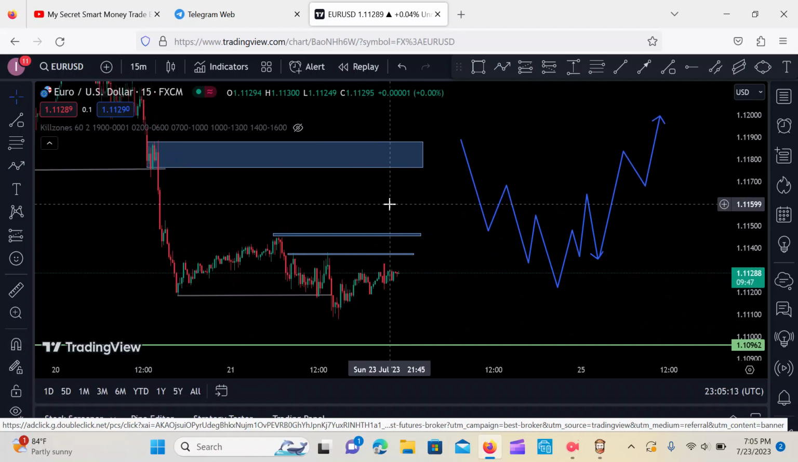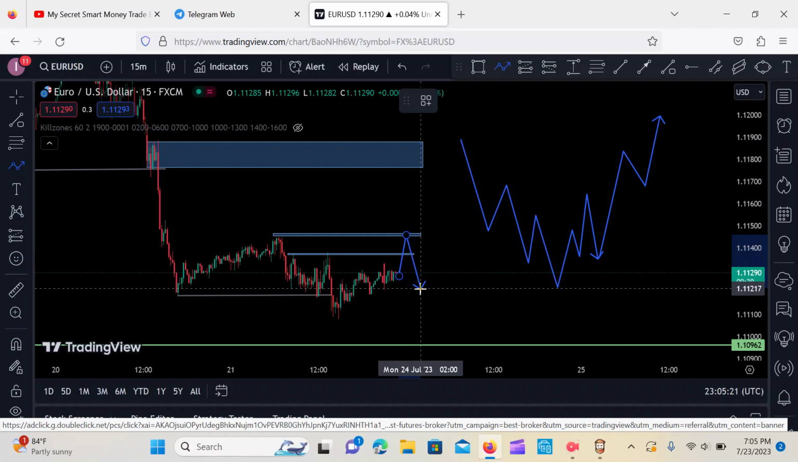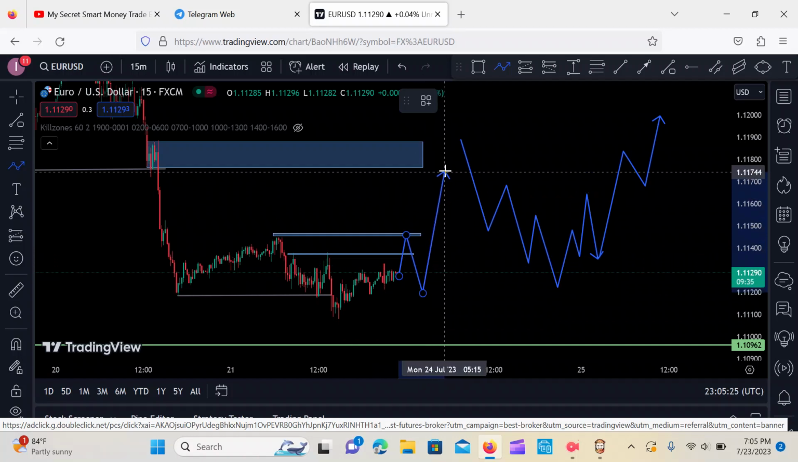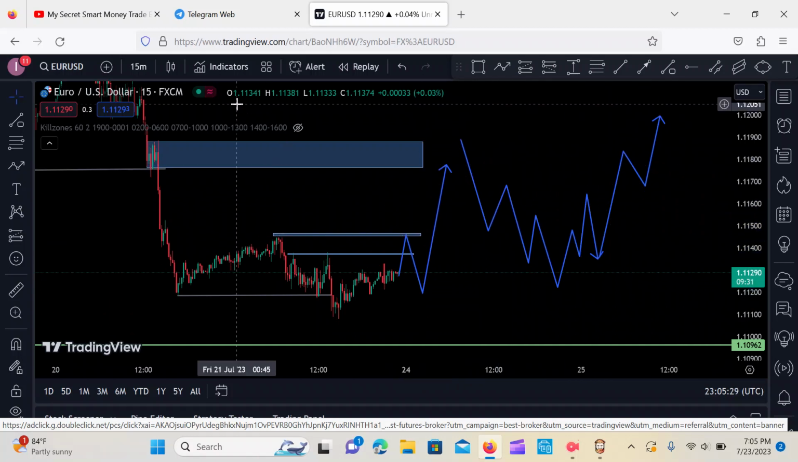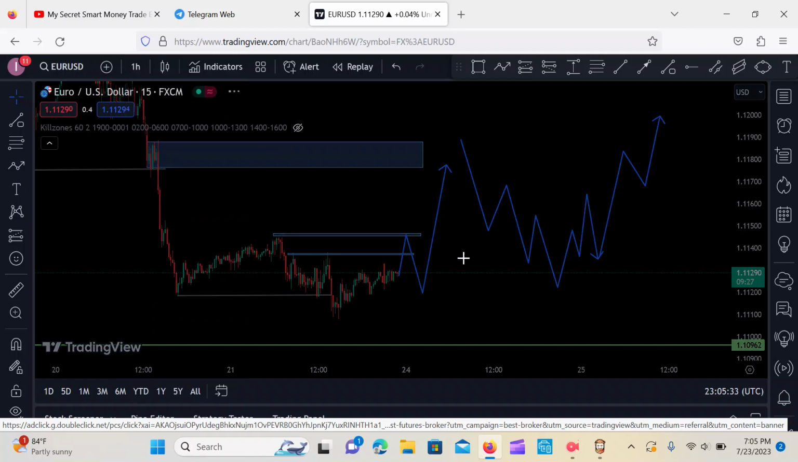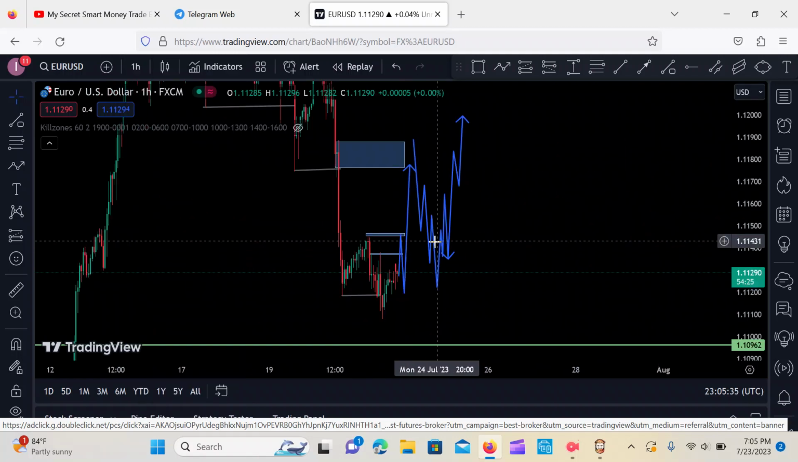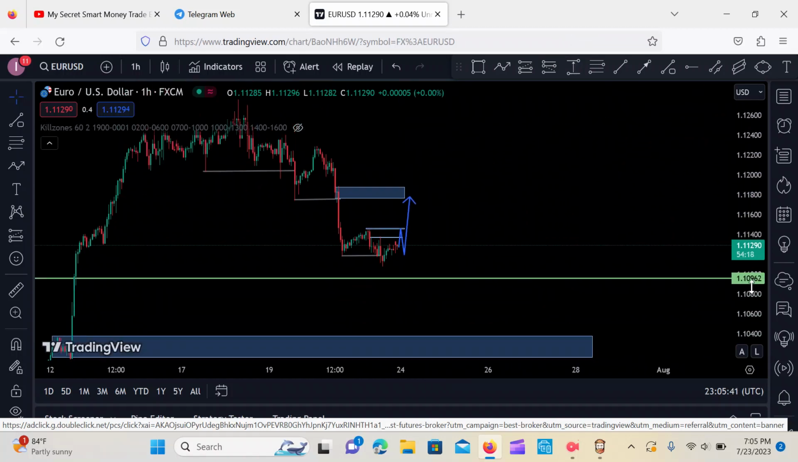This is my 15-minute time frame. I'm going to be looking for something like this, price breaking this area, either coming back to this level before the continuation. So this is what I'll be looking for. Then let's go to the 1 hour time frame and see. Let me take all these out.